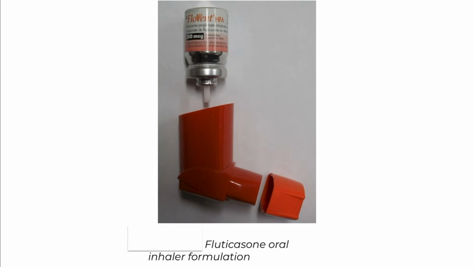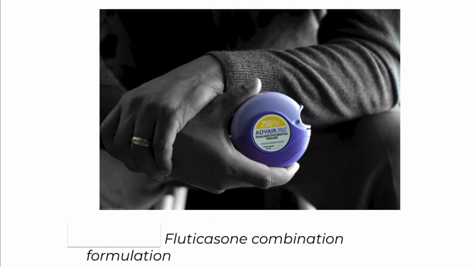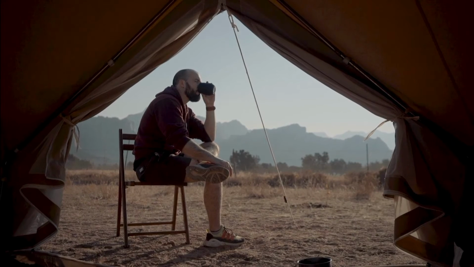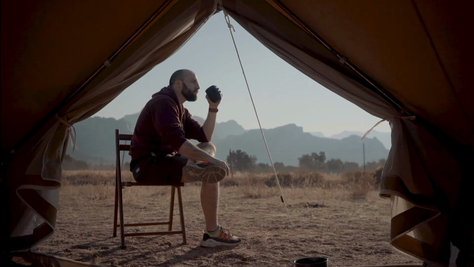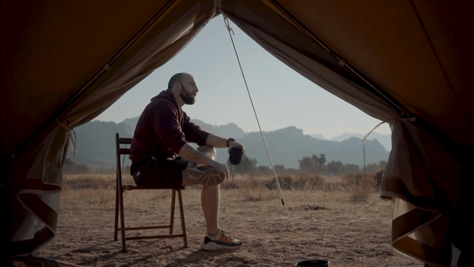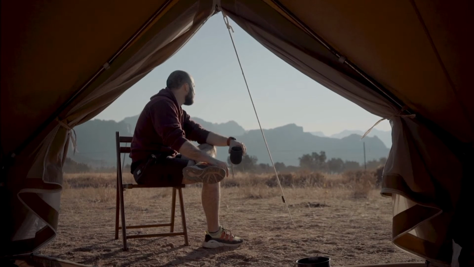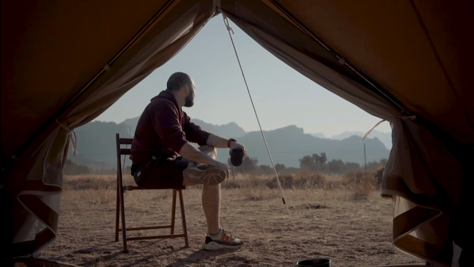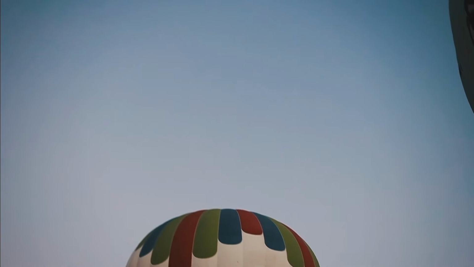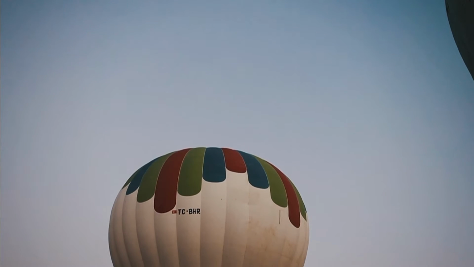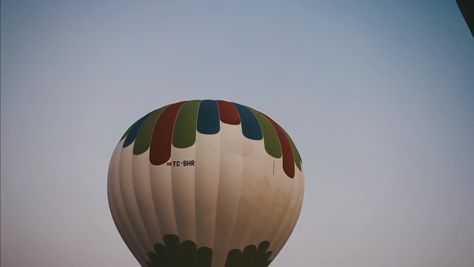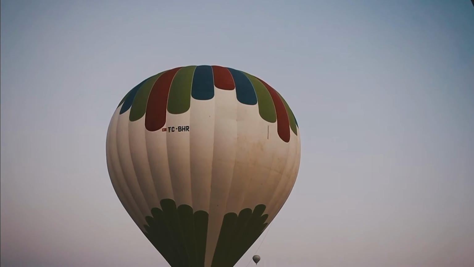Mechanism of action. Fluticasone is a locally acting anti-inflammatory and immune modifier. The nasal spray is used for allergies, and the oral inhaler is used for long-term control of asthma. Fluticasone is also used in combination products with salmeterol. It decreases the frequency and severity of asthma attacks and improves overall asthma symptoms.